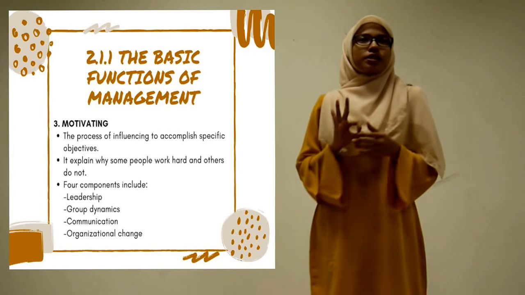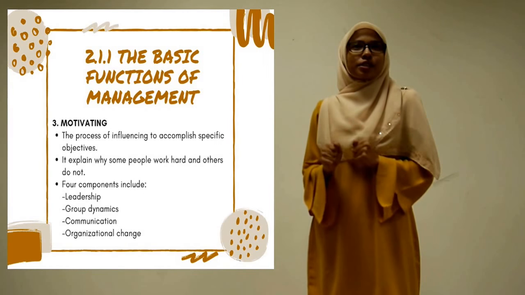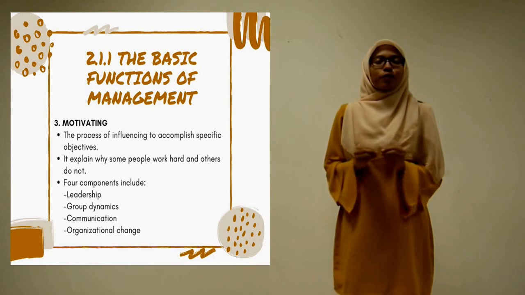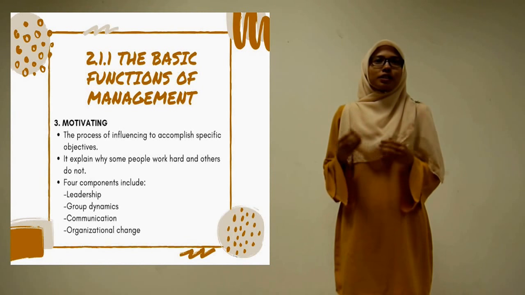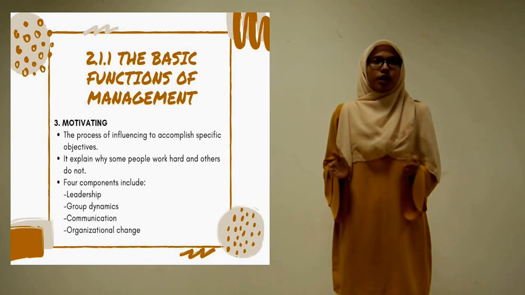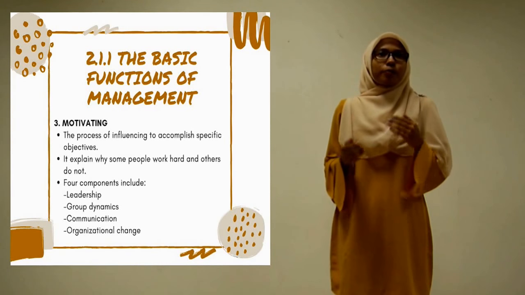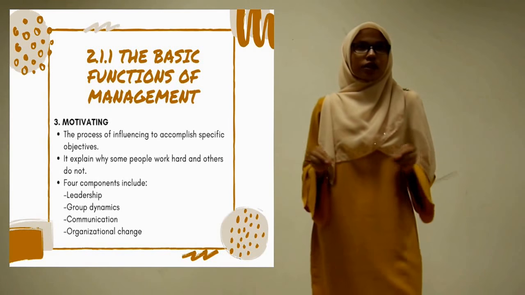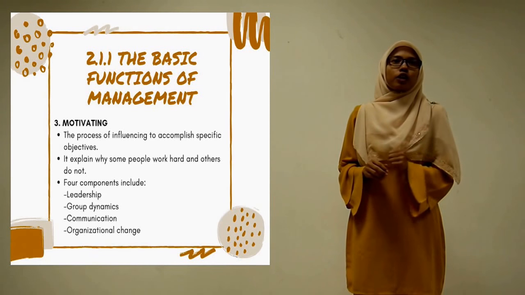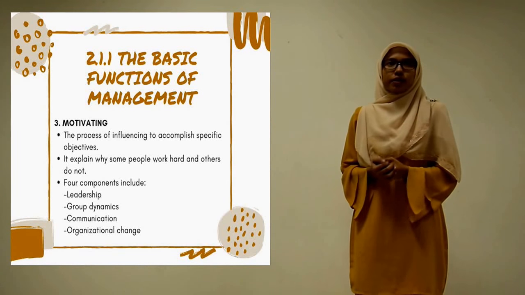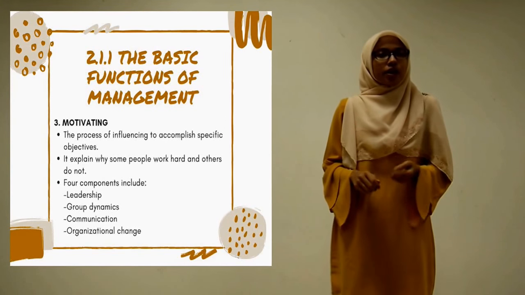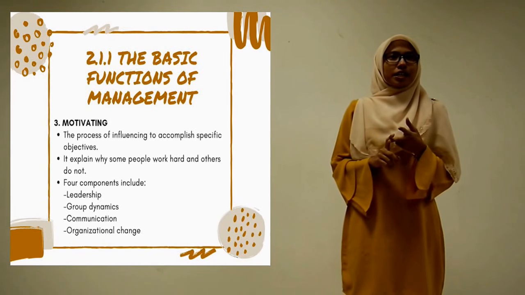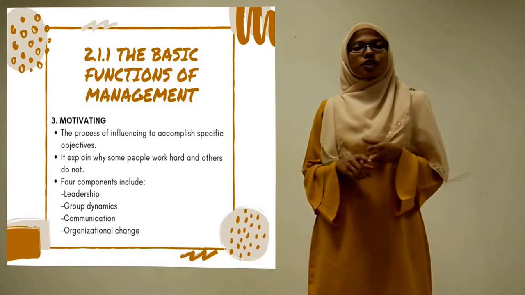The third function of management is motivating. Motivating is the process of influencing people to accomplish specific objectives. It means understanding why some people work hard and others do not. There are 4 components included in motivating, which are leadership, group dynamics, communication, and also organizational change.